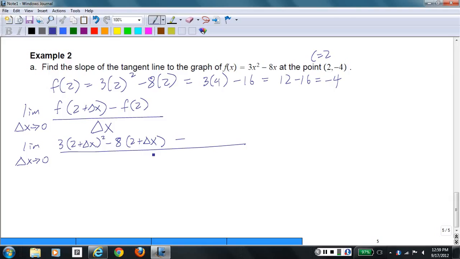Now we're going to subtract f of 2. And here, rather than putting something like this in parentheses and putting it up there, I think it's far safer just to say, okay, we believe f of 2 is negative 4. So let's subtract negative 4. Calculate that separately off in the margin somewhere, conclude that's negative 4, and then subtract that, all over delta x.